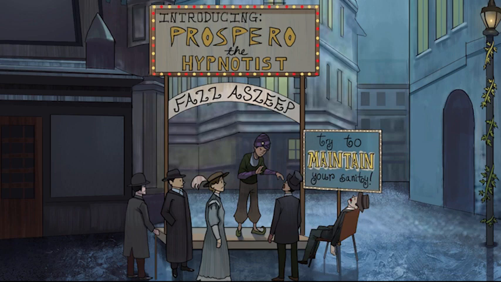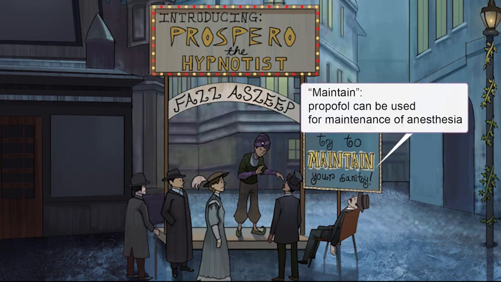Thus, propofol is also used during maintenance of anesthesia, and that's why we've included this sign here challenging passersby to maintain their sanity as Prospero works his sedating magic. Propofol can be used for the maintenance of anesthesia either by itself or as part of a balanced anesthesia regimen in combination with inhaled anesthetics, sedative hypnotics, and opioids.